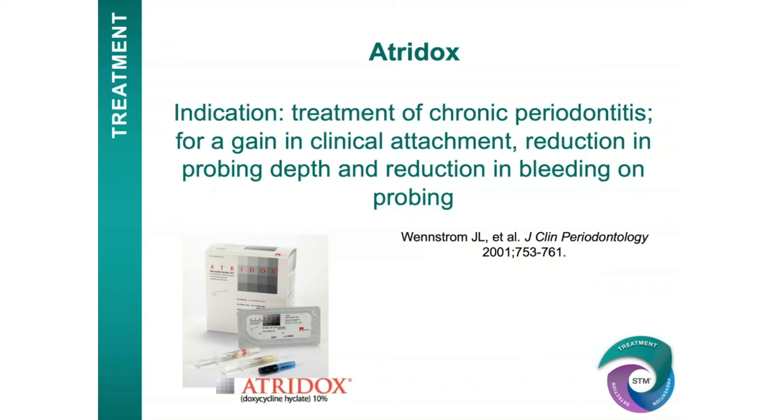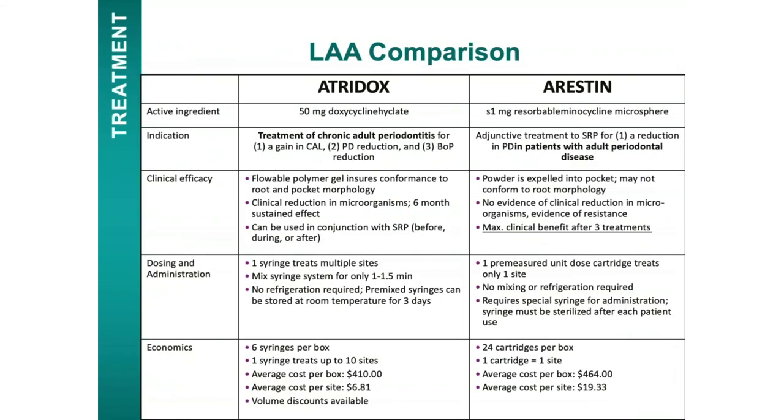So Atradox, the better generation of locally applied antibiotics, came out. And this is actually the only locally applied antibiotic that has been shown to do three things. Number one, reduce probing depth. Number two, reduce bleeding. And number three, an increase in clinical attachment. And what's great about this, when you compare the two, number one, Atradox has three effects. The Arestin gets one. Atradox, those effects occur after one application. Arestin's effect you get after three treatments.